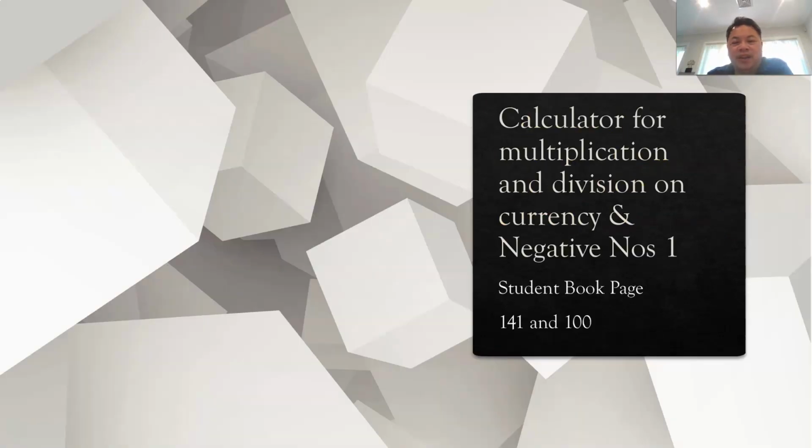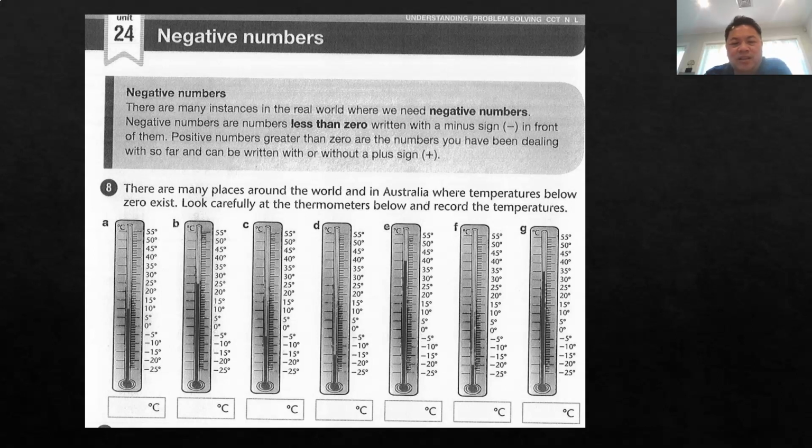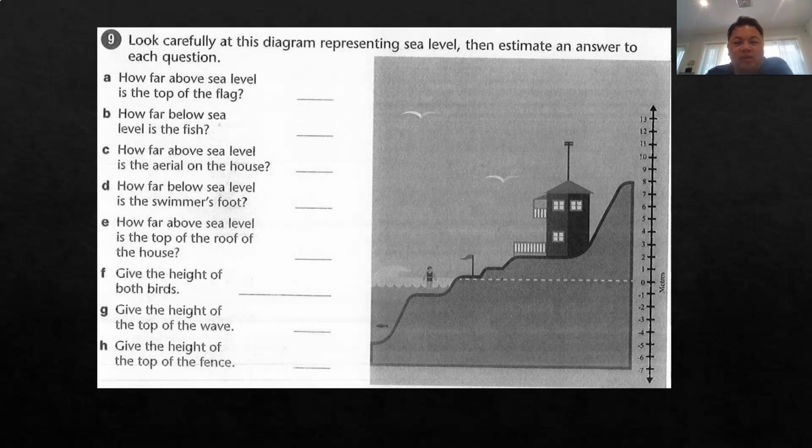The next part is on negative numbers. It's just a brief introduction to it. Look at the thermometer and record down the temperature. I've done two for you. The first one is 10 degrees. The next one over here is actually -5 degrees, isn't it? So just write down the degrees.